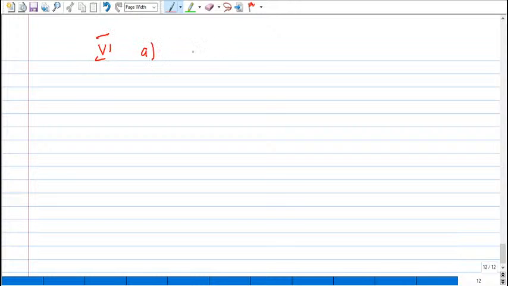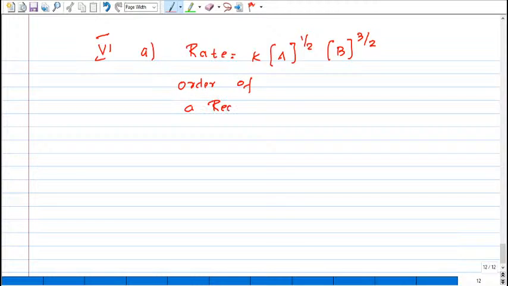So let me write an equation. Rate is equal to K into active mass of A power 1 by 2, active mass of B power 3 by 2. What is the question asked? The question asked is: order of a reaction is dash. Order of a reaction is dash. This is the question mark.